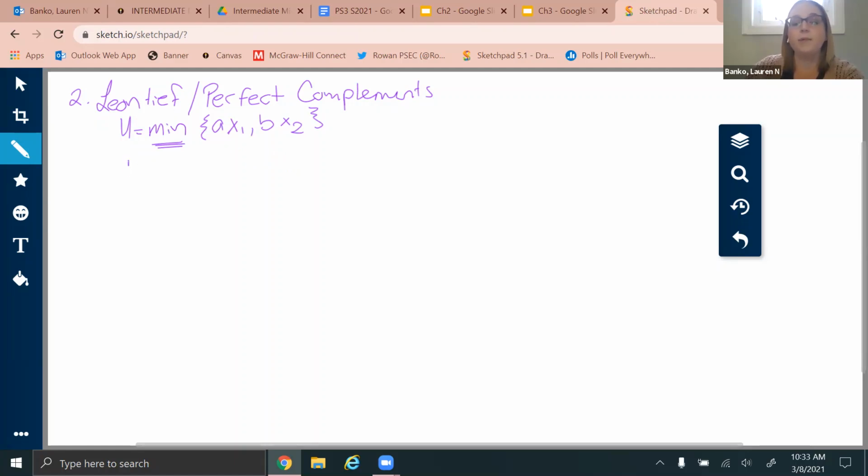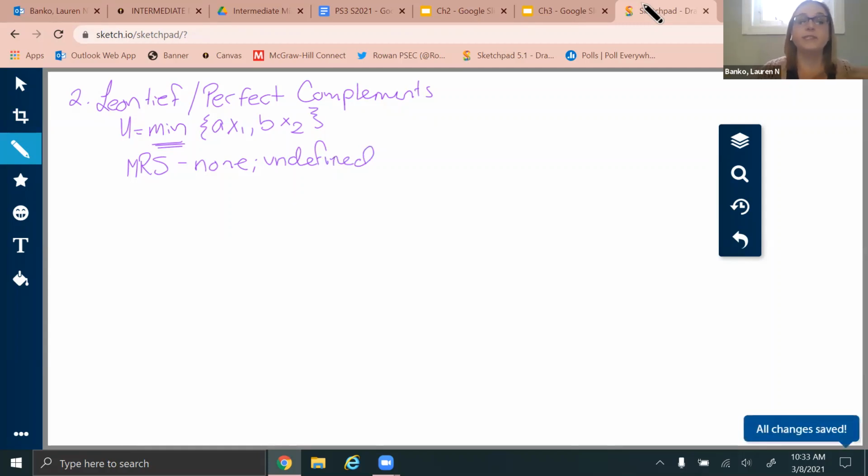The MRS is actually something we can't find. So you can say there's no MRS, or you can say it's undefined. Either way, that's right. So I could ask you on a quiz or on a problem set later on, what's the MRS for this Leontief function? And you tell me there is none. There's nothing you can actually find here.